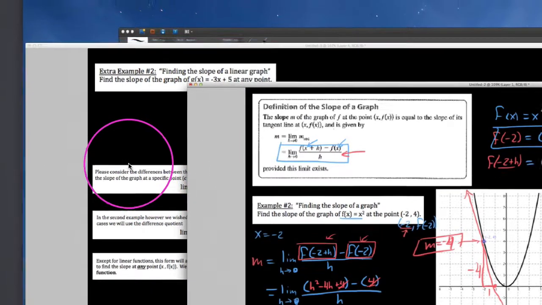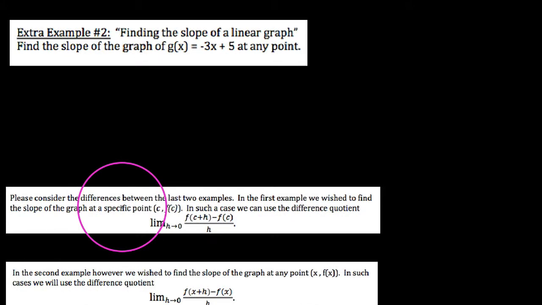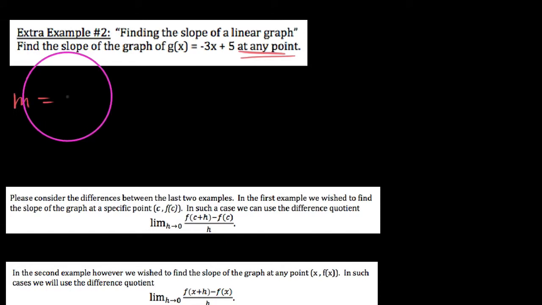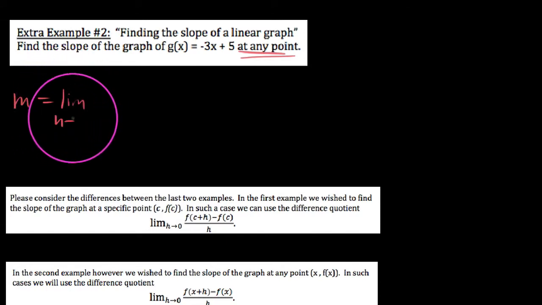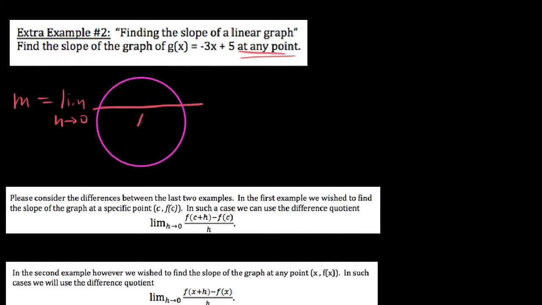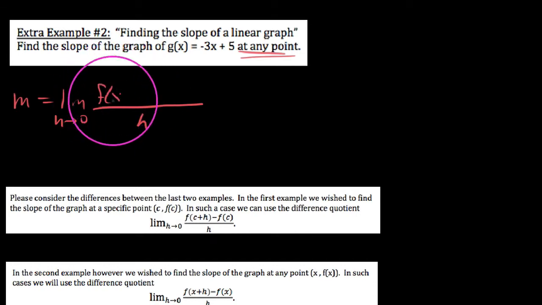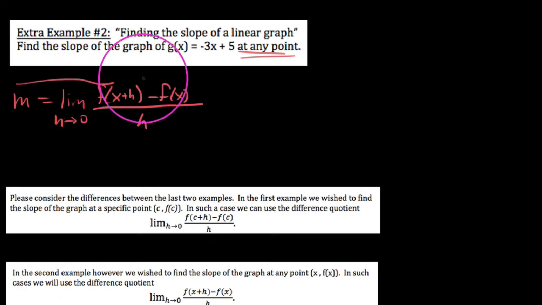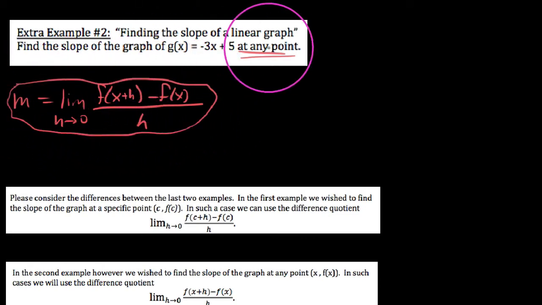So I want to do one more here, and actually I want to use a line, and a line for a very good reason. This one says, use the definition of the slope of a graph to find the slope of the graph of g of x equal to negative 3x plus 5 at any point. Any point, as a matter of fact. So first of all, we say the definition of the slope of the graph in the first place is the limit as h goes to 0 of this quantity, f of x plus h minus f of x, all over h. And so we're going to use this to find the slope of the graph at any point.